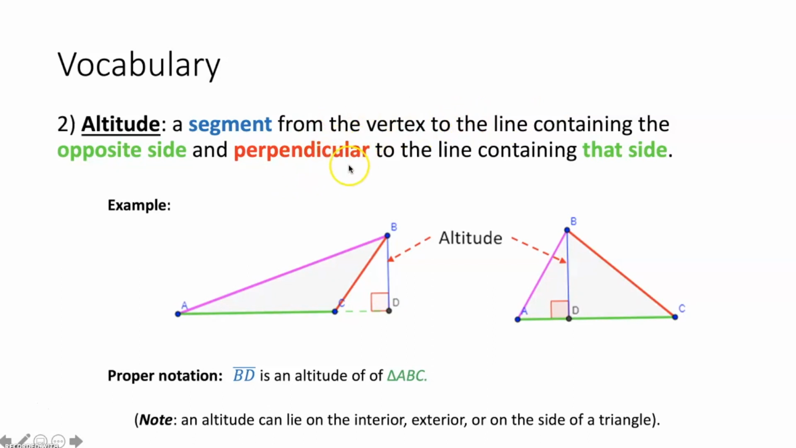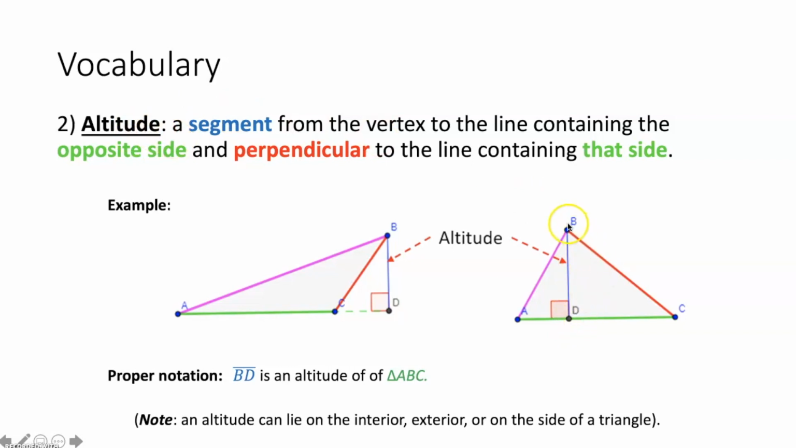Now, an altitude would be a segment from the vertex to the line containing the opposite side and perpendicular to the line containing that side. So we typically refer to the altitude as the height of a triangle. And you can see this is what you're normally going to see. You have a segment going from a vertex that is perpendicular to the opposite side of the triangle. And that represents the height or altitude of this given triangle.